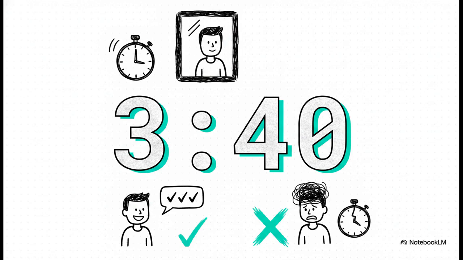If your practice runs at home are exactly 4 minutes, you are going to go overtime on the real day. The examiner will look at their stopwatch and they will literally cut you off. You'll completely miss your conclusion and your score will take a massive hit. So plan for the nerves, respect the stopwatch, and aim for 3:40.